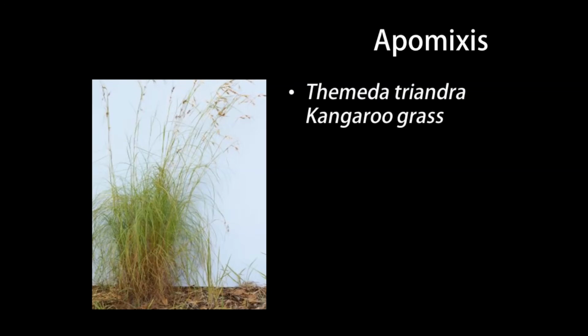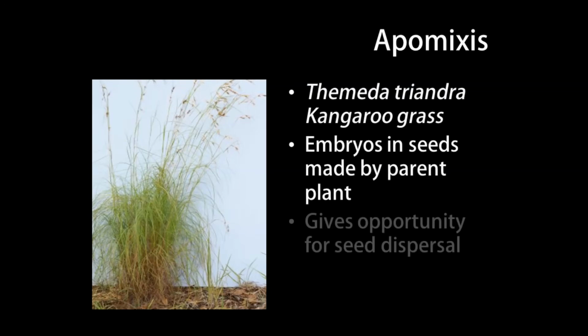This process of asexual reproduction, apomixis, involves the making of embryos in the seeds by the parent plant. This gives the plant the opportunity for seed dispersal, which is an adaptation not usually associated with asexual reproduction. An Australian example of apomixis is kangaroo grass.